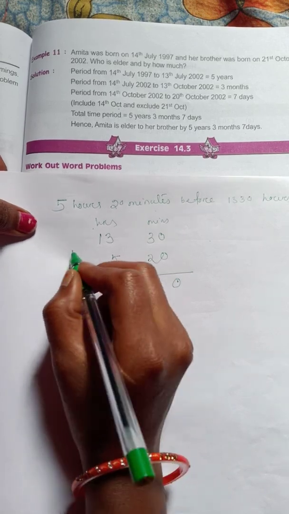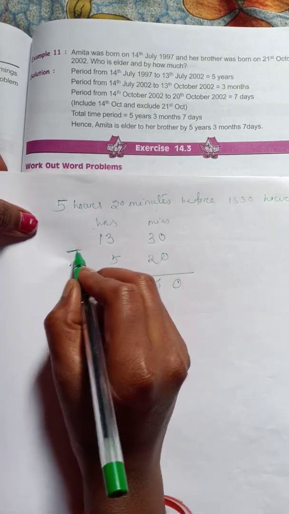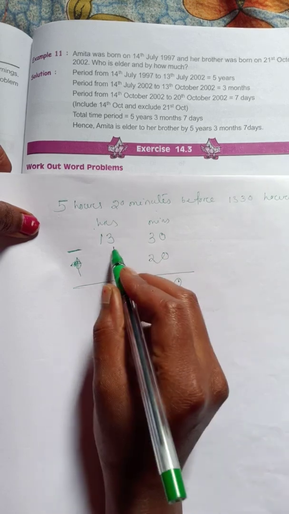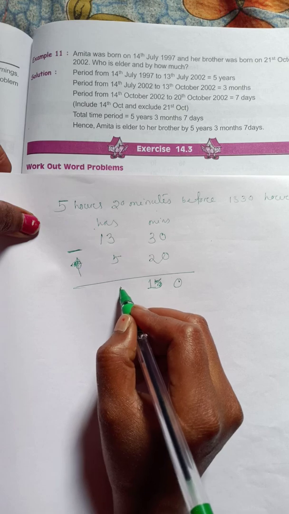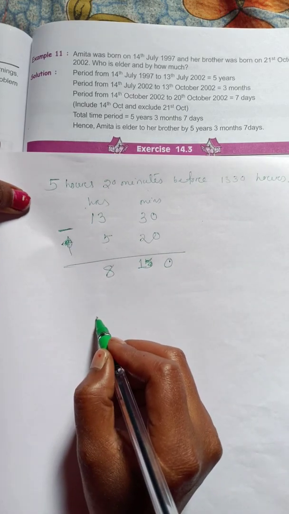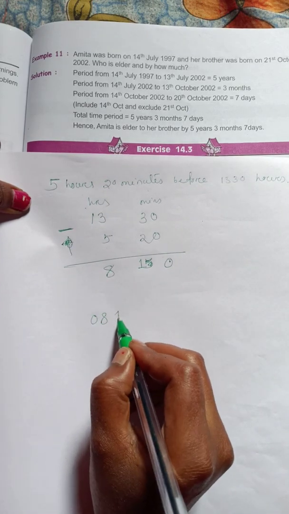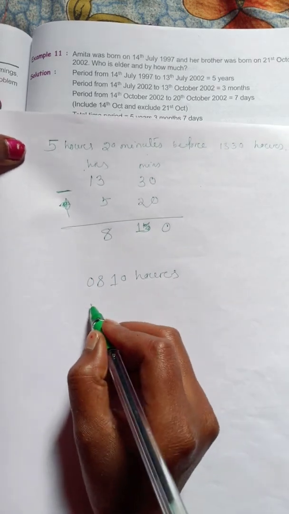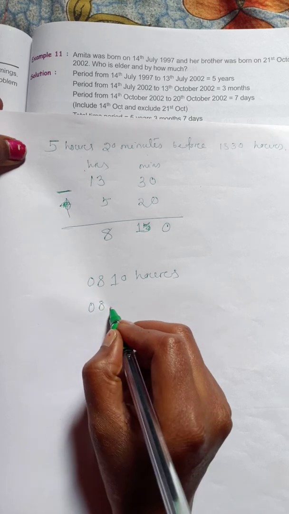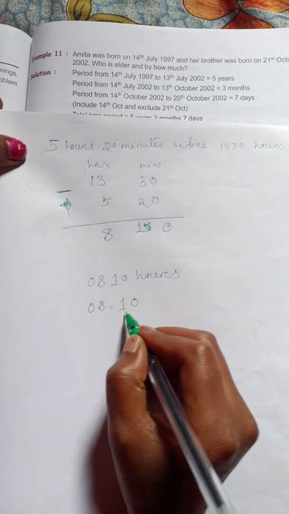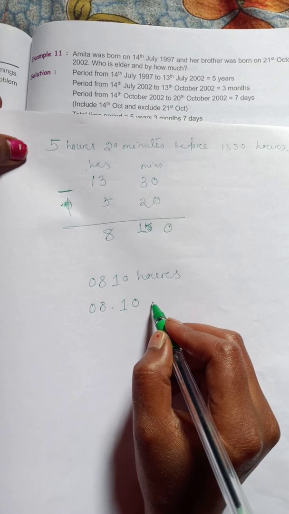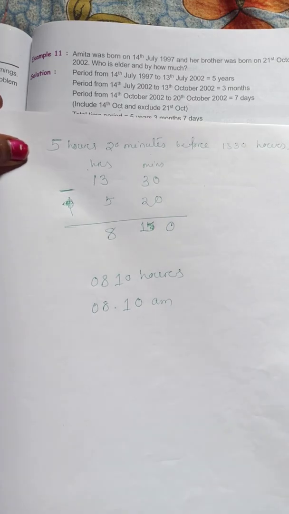Then 13 minus 5 is equal to 8. So your time is 0810 hours in 24-hour clock time, and 8 hours 10 minutes AM in 12-hour clock time.